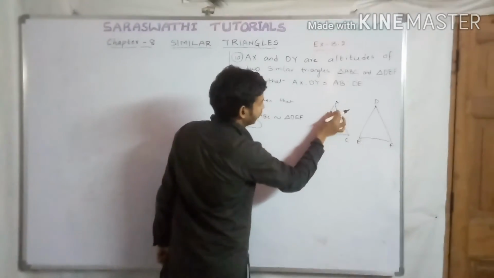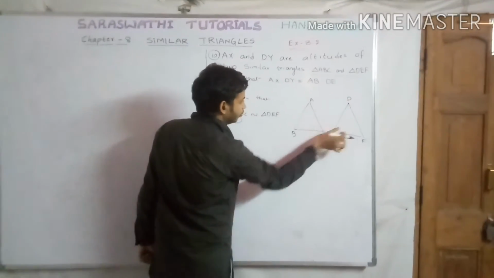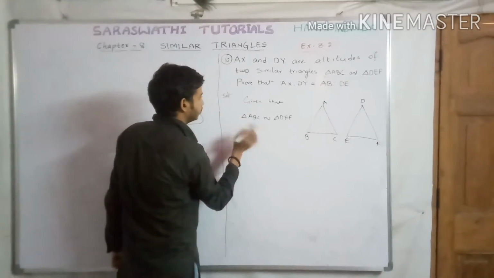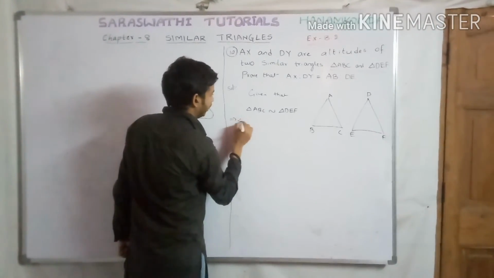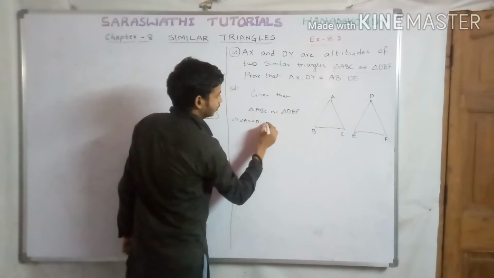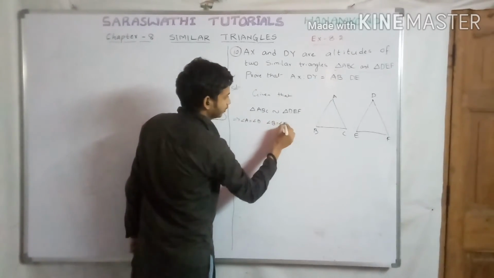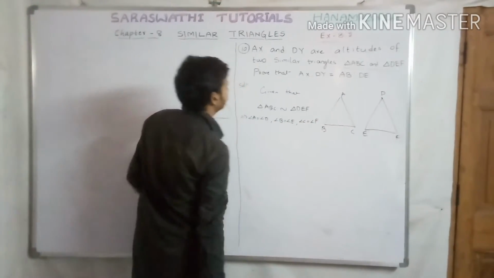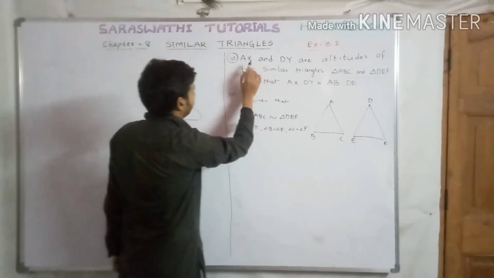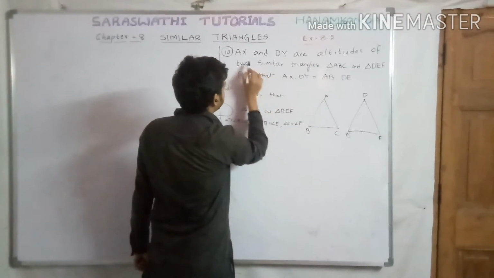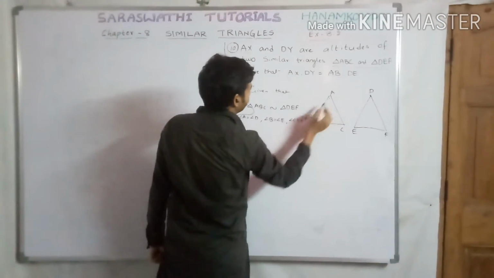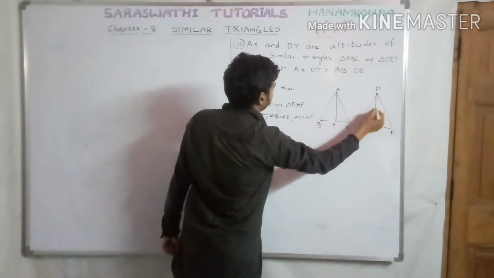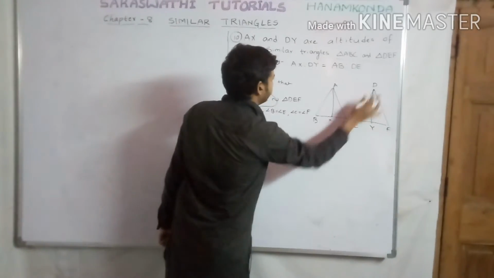So it implies that angle A equal to angle D, angle B equal to angle E and angle C equal to angle F, since they are corresponding angles of two similar triangles. Again in the question, given that AX and DY are altitudes of two similar triangles. Here AX is the altitude of triangle ABC and DY is the altitude of triangle DEF.